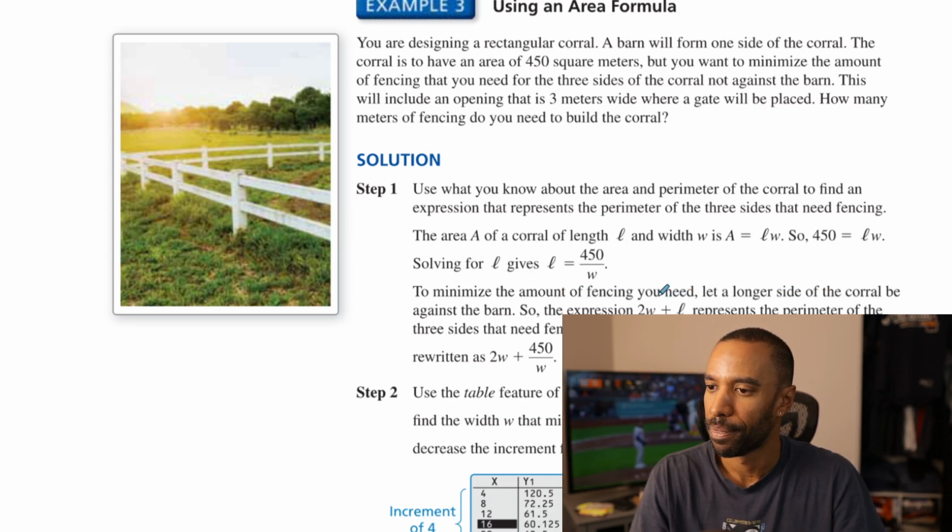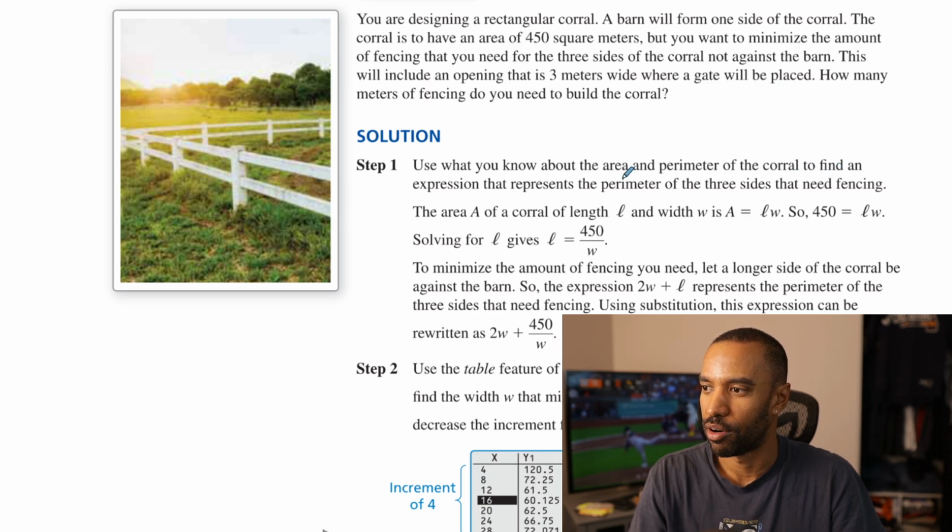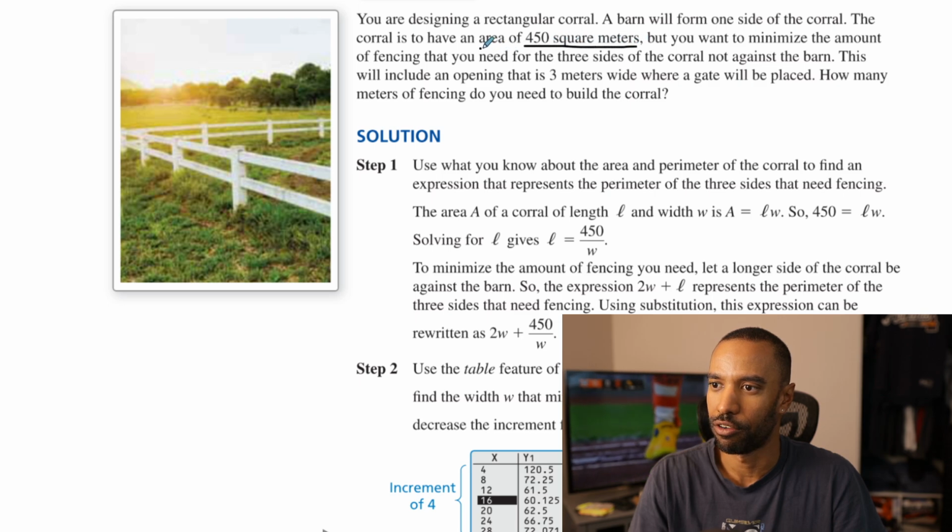That's why we're here. Use what you know about the area and perimeter of the corral to find an expression that represents the perimeter of the 3 sides that need fencing. The area of a corral's length times width. So 450, they say that's your area. 450 square meters is length times width. Okay.